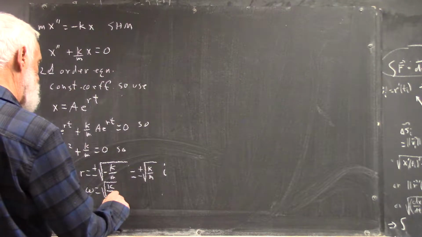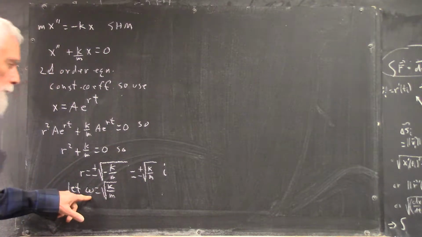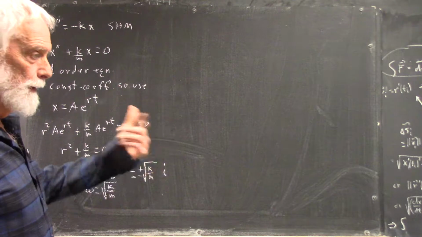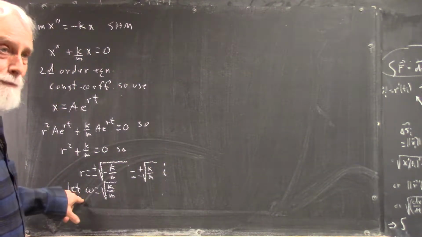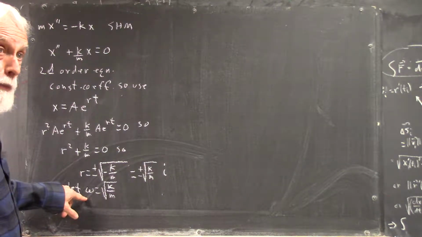The square root of k over m is a clumsy thing to keep writing, and we of course know that the interpretation of omega is angular frequency. But even if we don't know that, we're going to use some symbol, and everybody in the world uses omega.